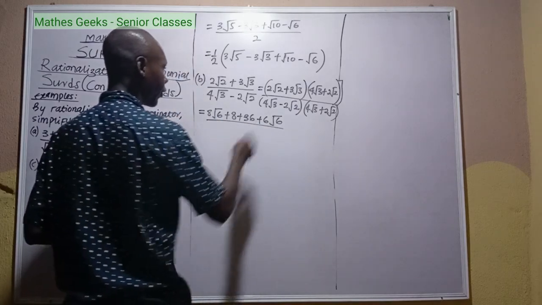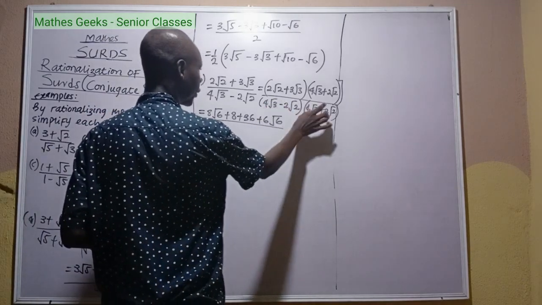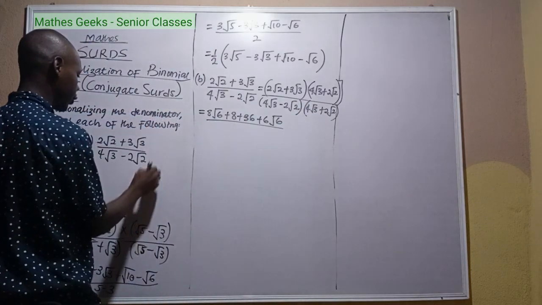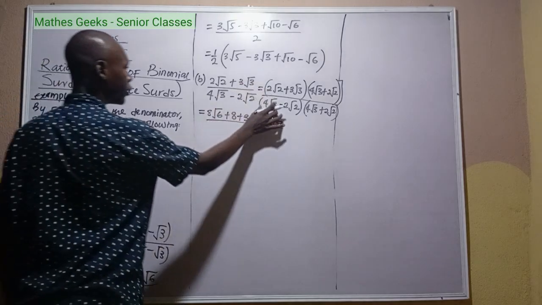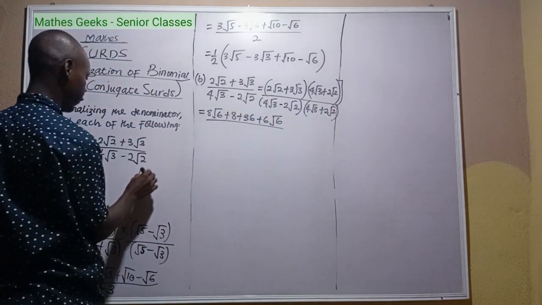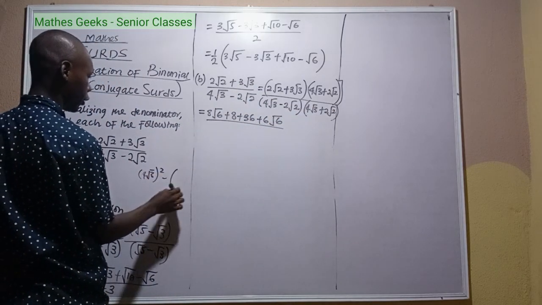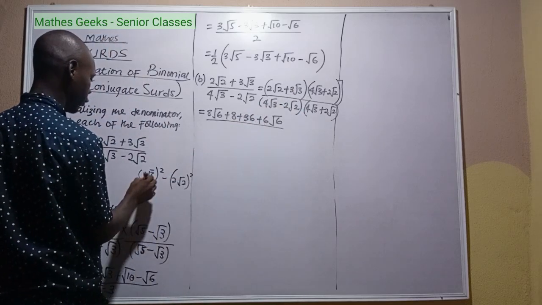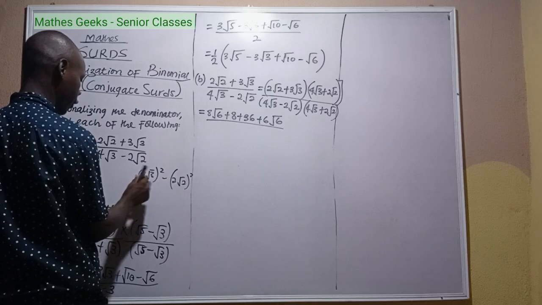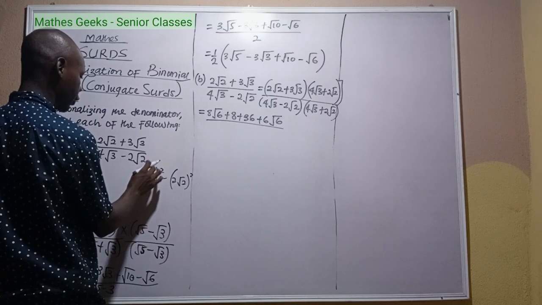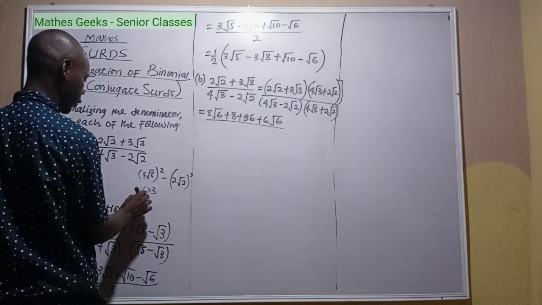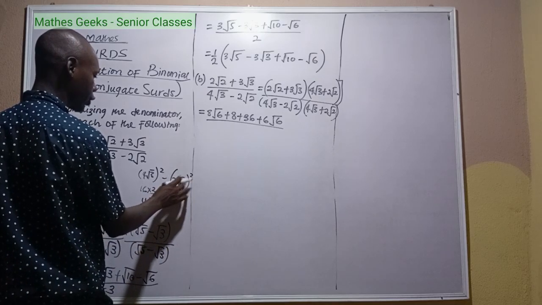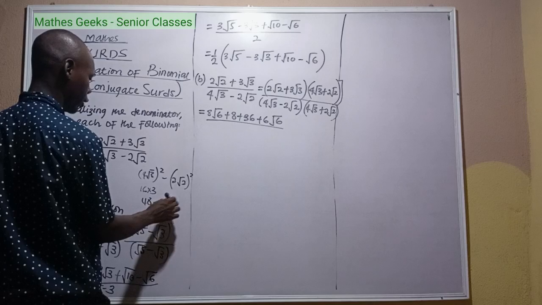Here we can simply carry out the difference of 2 squares by saying 4 root 3 squared. Just pick this and square this. That's 4 root 3 squared minus, then pick the second term, 2 root 2 squared, which will give us square of 4 will give us 16, and square of root 3 will give us 3. That's equal to 48 minus square of 2 is 4, and square of root 2 is 2. 4 times 2 is 8, so it gets 14.